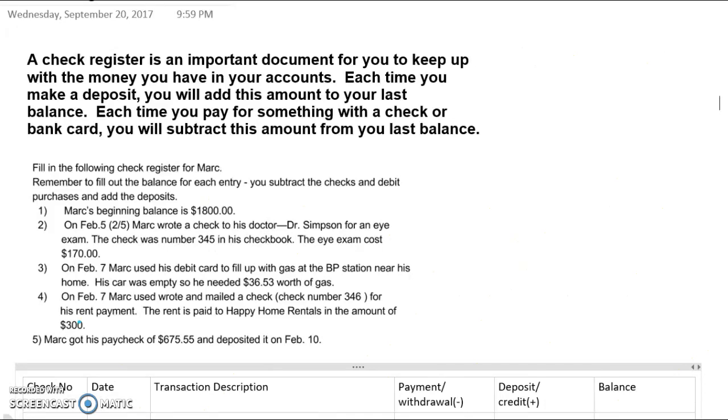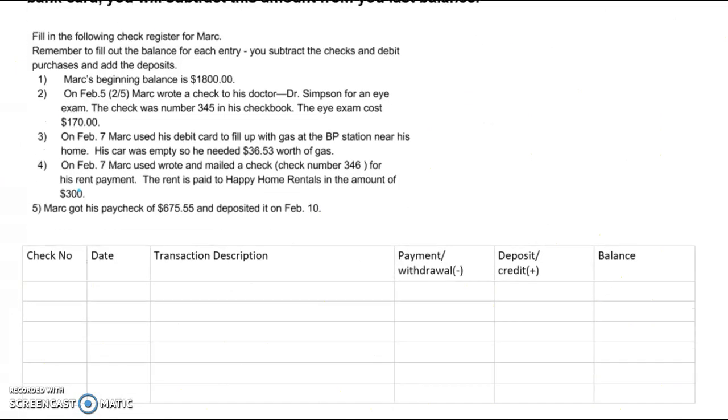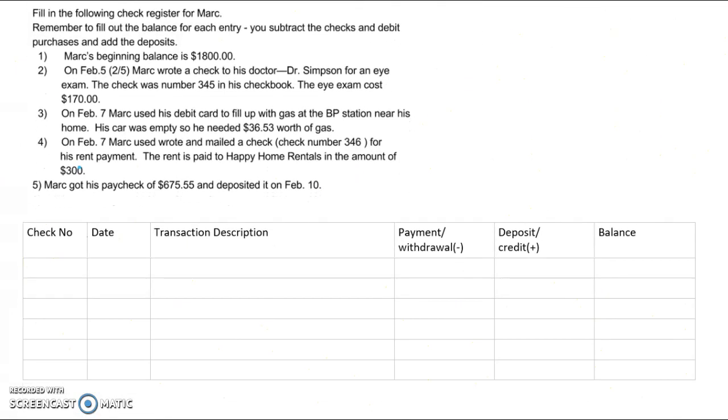A check register is an important document for you to keep up with the money that you have in your accounts. Each time you make a deposit, you will add this amount to your last balance. And each time you pay for something with a check, you want to subtract that from the amount of money in your balance. All right, so we've got a register here, and then I've got you a scenario up top.